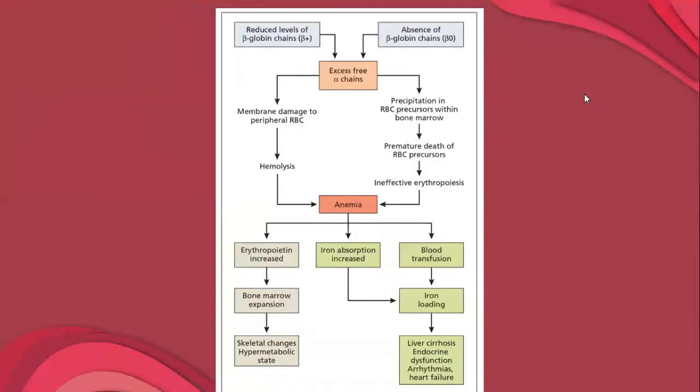So this is a quick flow chart of the pathophysiology of thalassemia. Since there is a reduced level of beta globin chains, there are excess free alpha chains, causing hemolysis, ineffective erythropoiesis, and membrane damage to peripheral RBCs, and it would all result in anemia. Then signs and symptoms would follow.